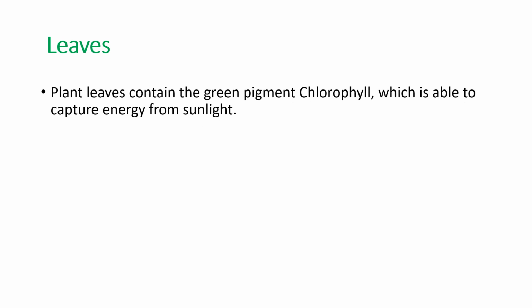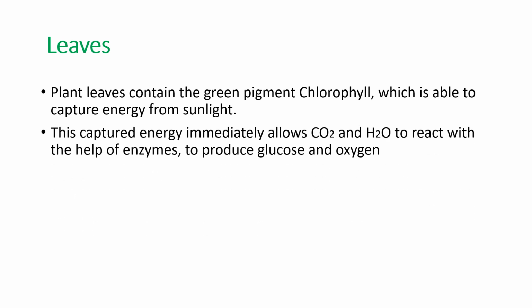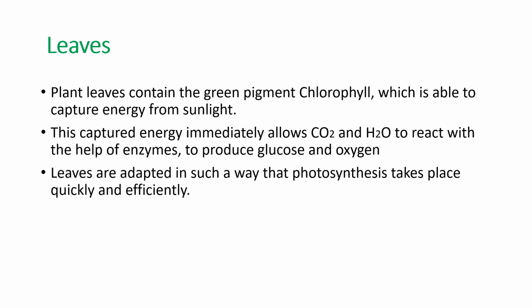Plant leaves contain the green pigment chlorophyll, which is able to capture energy from sunlight. This captured energy immediately allows carbon dioxide and water to react with the help of enzymes to produce glucose and oxygen. Leaves are adapted in such a way that photosynthesis takes place quickly and efficiently.